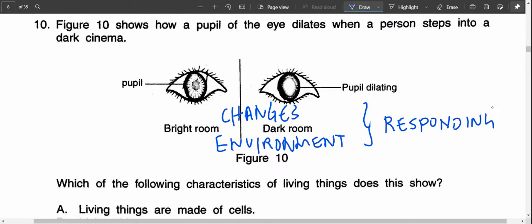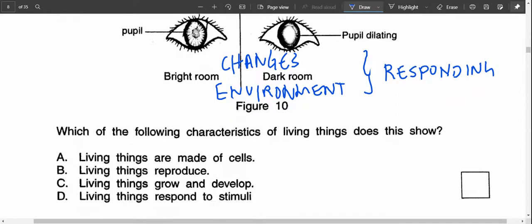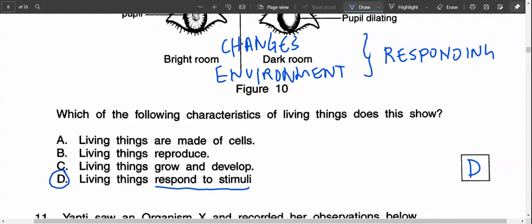And which of the following characteristics of living things does this show? When we respond to something, we respond to stimuli, which is the changes in the environment. Therefore, the answer is D. Living things are made of cells. That one is correct, but it's not conclusive to this one. Living things reproduce, living things grow and develop, but it's not talking about the response that you have in this one. Therefore, the answer is D.